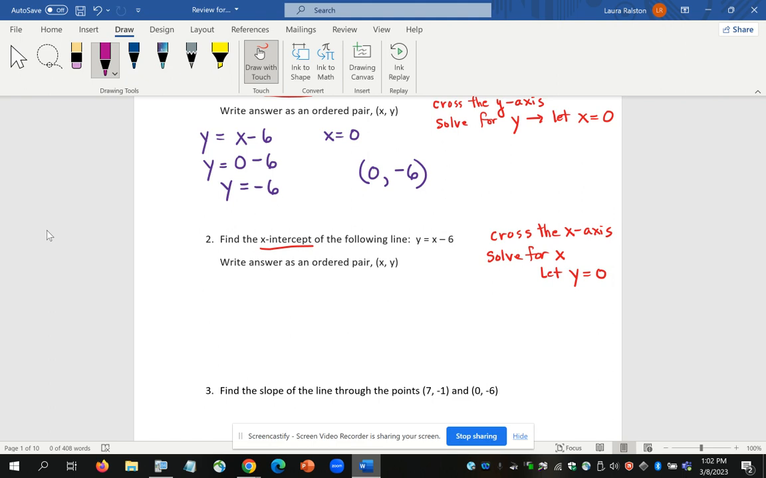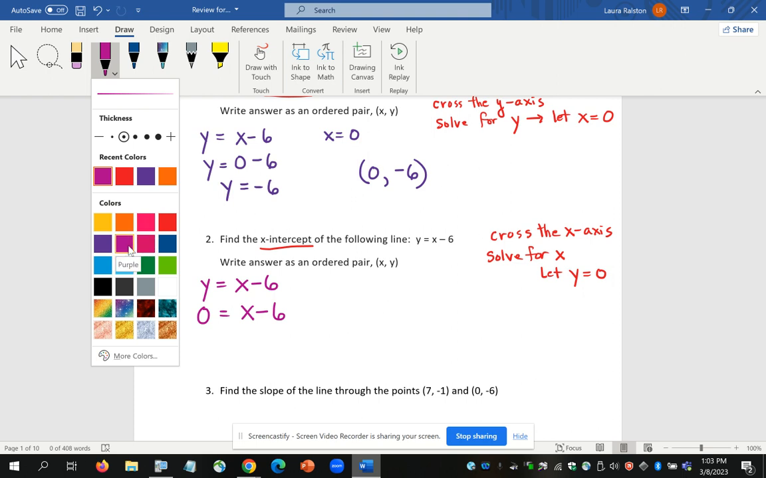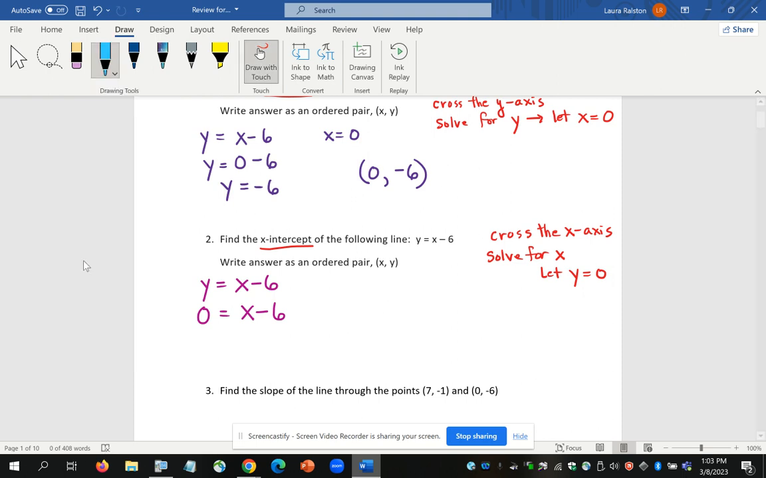So again we have the equation y equals x minus 6. So I have 0 equals x minus 6. I'm going to add 6 to each side in order to isolate the x. So I have 6 equals x. Written as an ordered pair, the x-intercept is 6, comma, 0. Again, it's pretty much a flat out plug and chug.